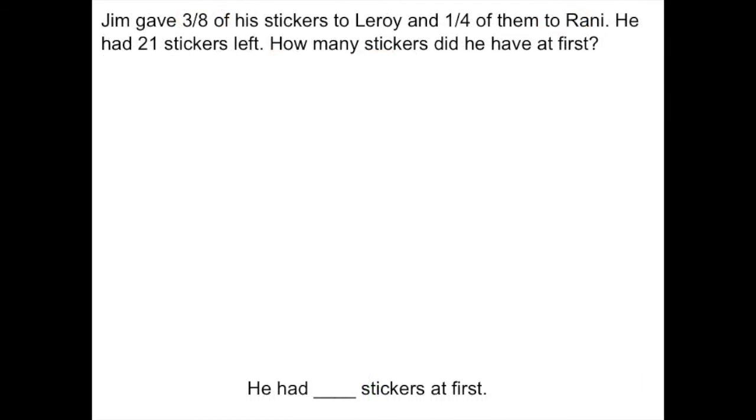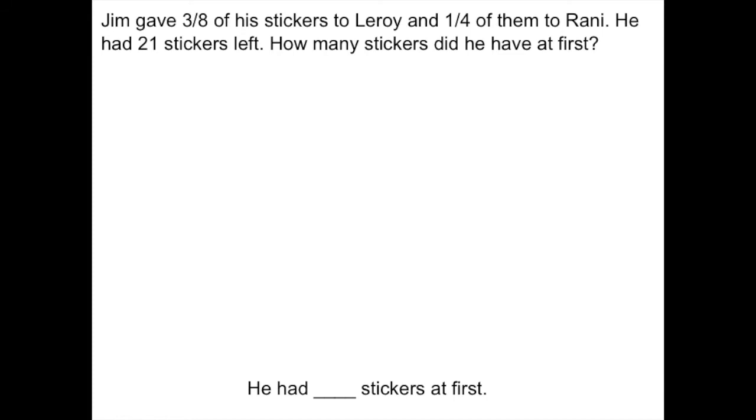And this is our last problem, 1H. Jim gave 3/8 of his stickers to Leroy and 1/4 of them to Rainey. He had 21 stickers left. How many stickers did he have at first? And my sentence at the bottom says he had blank stickers at first. That's what I'm going to want to find.